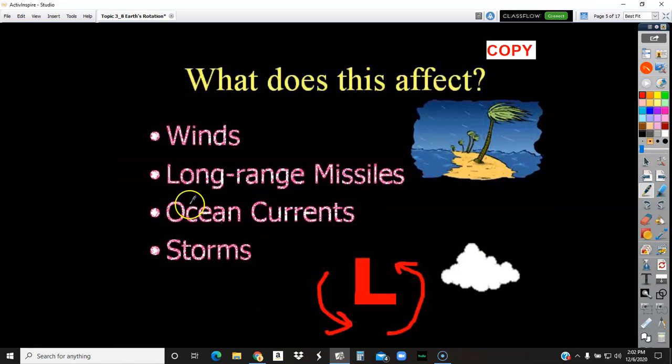So Coriolis will affect these things: winds, long-range winds, the planetary wind belts, which we haven't done yet when we get into weather. So we have what's called the jet stream. You might have heard of that.